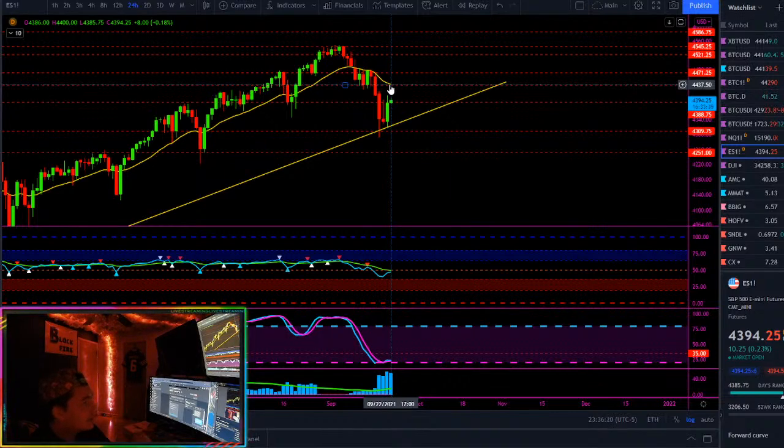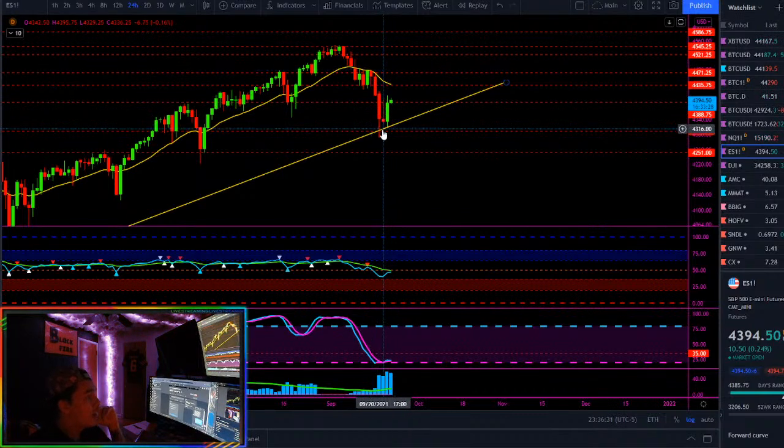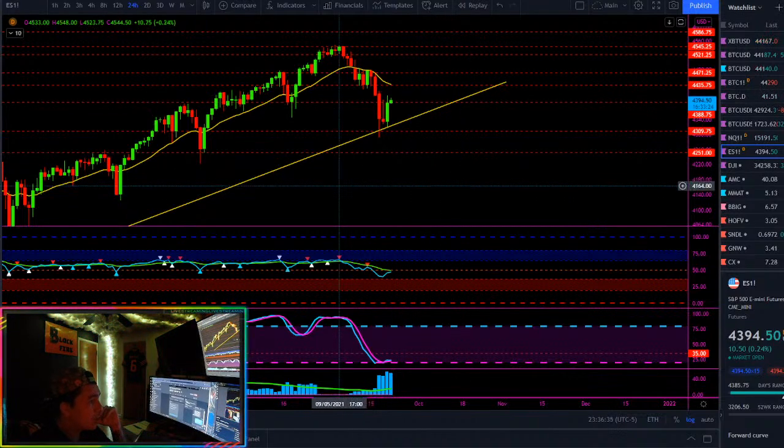And again, the conditions remain the same. As long as we're below this lower high, any price action movement to the upside, I'm going to be looking at with bearish goggles. And again, another potential lower high could be in formation here. This could easily just be a bouncy bounce before another lower high is printed and new lows are confirmed here.